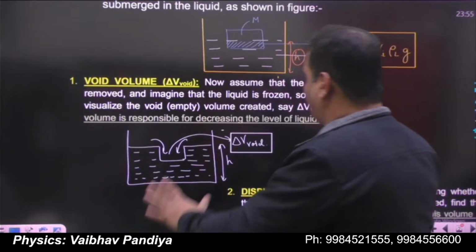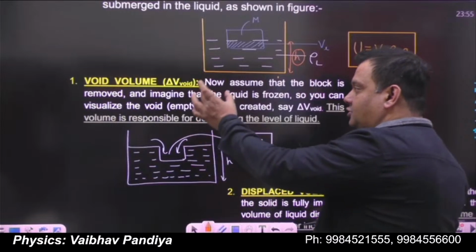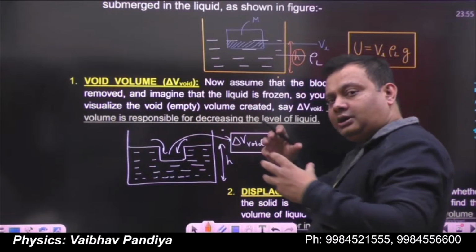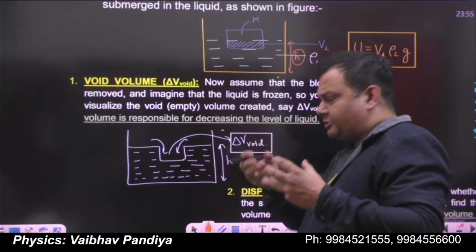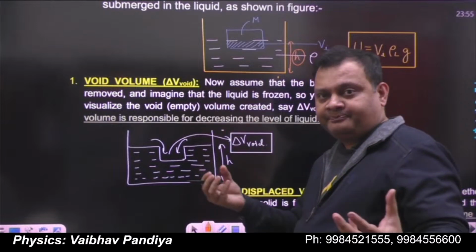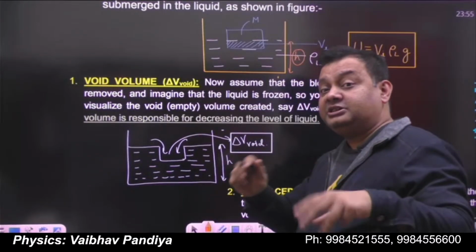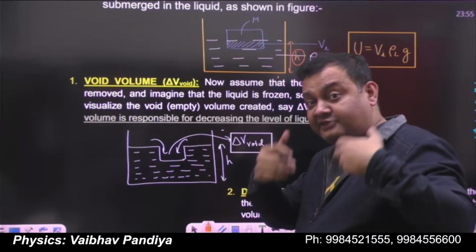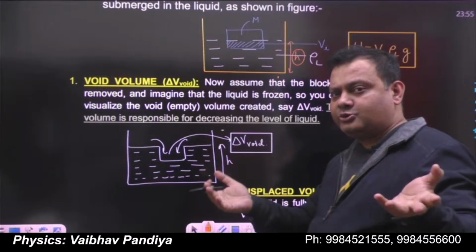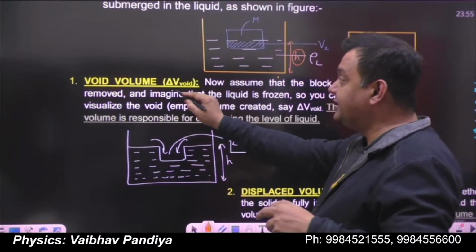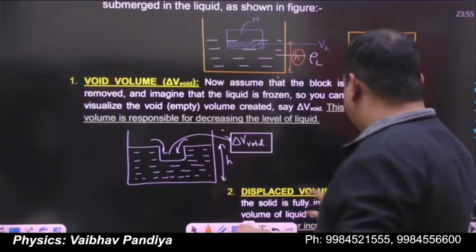So first, in all the problems, when you are removing any solid object, consider what is the volume being created. What is the volume which is getting free from the solid for the liquid to fill up? This volume we are calling void volume. Okay. Now let's see.